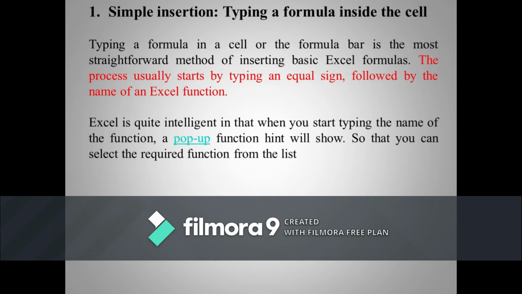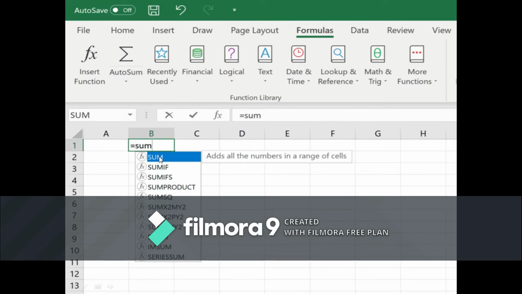Typing a formula in a cell or the formula bar is the most straightforward method of inserting basic Excel formulas. The process usually starts by typing an equal sign followed by the name of an Excel function. I repeat, every formula or function in Excel has to start with an equal sign. Excel is quite intelligent: when you start typing the name of the function, a pop-up function hint will show so that you can select the required function from the list. So here you can see a cell is selected, it starts with an equal sign, and when you type SUM, it will show you the list of matching formulas. Out of the list you can select it.